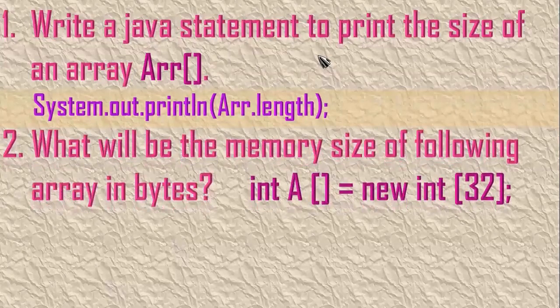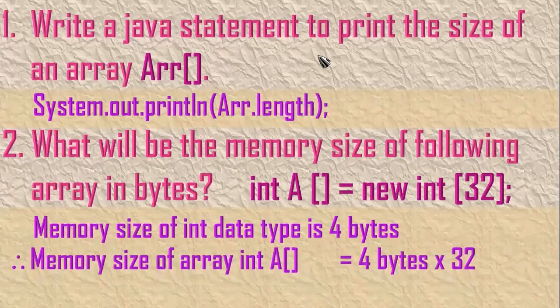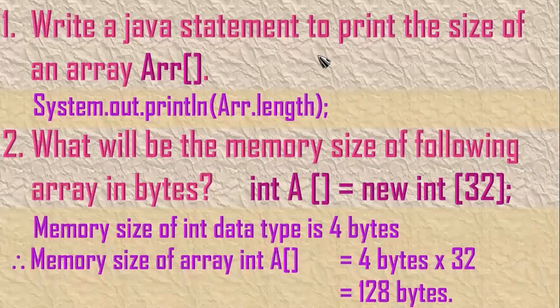Next question, what will be the memory size of the following array in bytes? So here array A is given. It has 32 elements. We know the size of int data type is 4 bytes. So 32 elements are there. Memory size of array int A is equal to 4 bytes into 32. We will get the answer as 128 bytes.